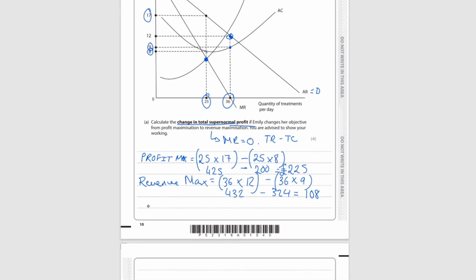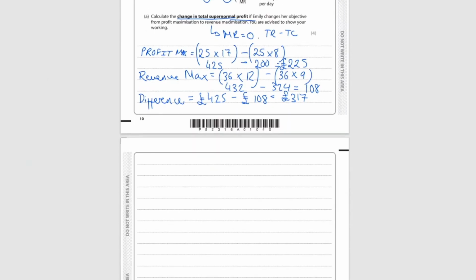And so the difference between the two is equal to 425 minus 108, which is equal to £317 in difference. Look at that. You can see why firms want to profit maximize. Look how much more profit they make when they profit maximize.